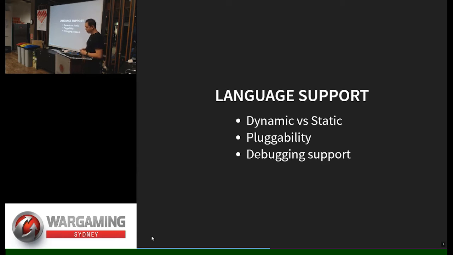Different languages have different levels of debugging support. This can be really critical during development. Often game server engines are distributed systems, so if there's support for debugging across a multi-process system, that would be really useful. These are the sorts of things that you should have a look at when you're evaluating a game engine.